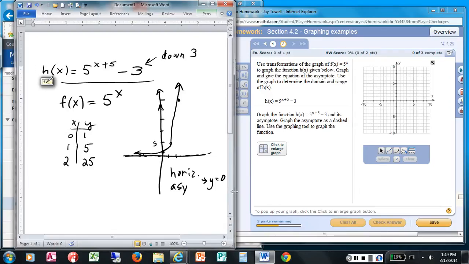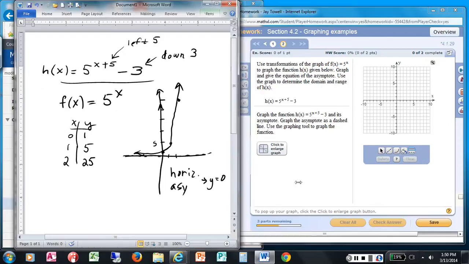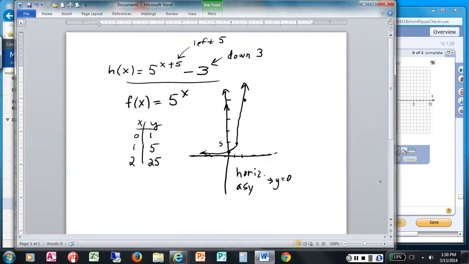And then the plus 5 being there on the inside, well, that's going to shift it right or left, and of course plus there for the horizontal shift, that would mean it goes to the left 5. And so all these points that we have for the 5 to the x, those are going to be shifted down 3 and then to the left 5.